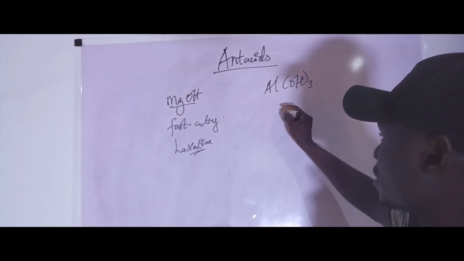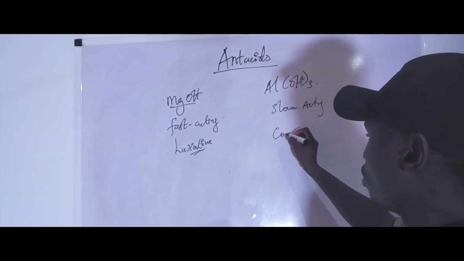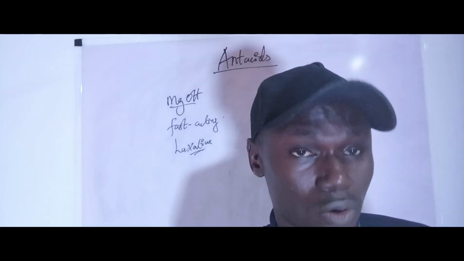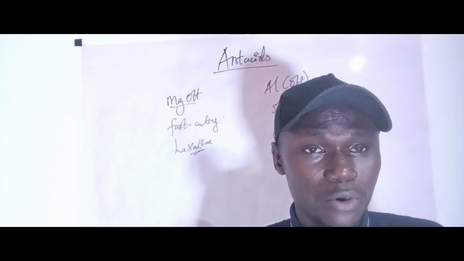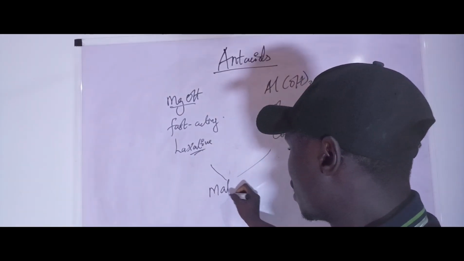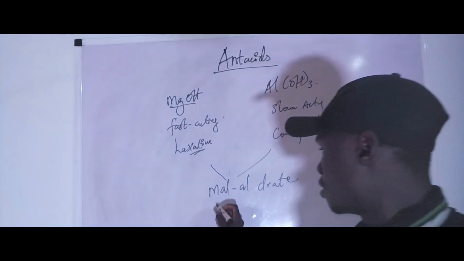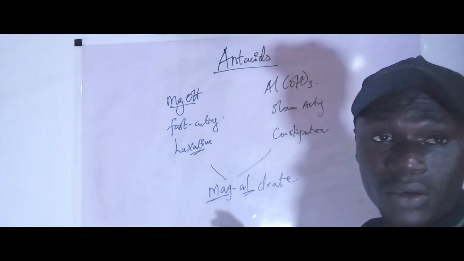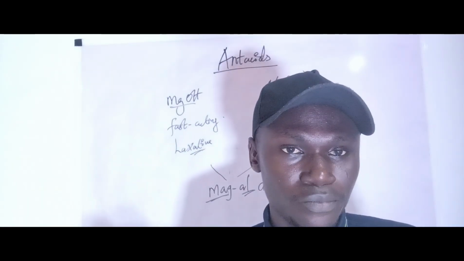Then aluminum hydroxide is slower acting, but causes what? Constipation. So what we now do is that we combine both drugs into one single drug that is called what? Magaldrate. So you can see magnesium, you can see aluminium. It's a combination of both magnesium hydroxide and aluminum hydroxide. Are you getting it now?